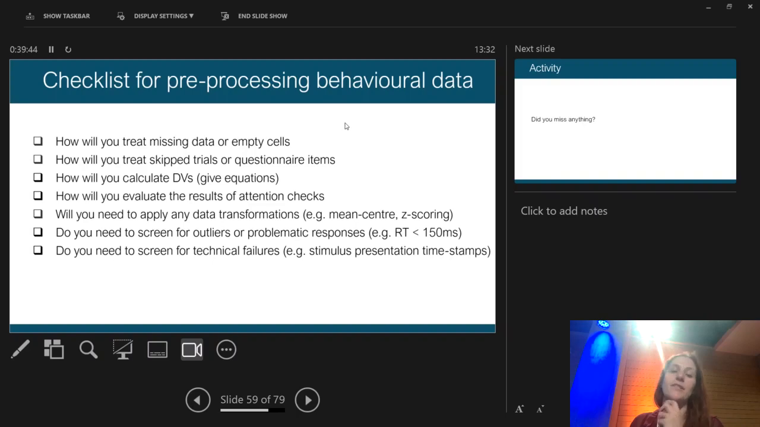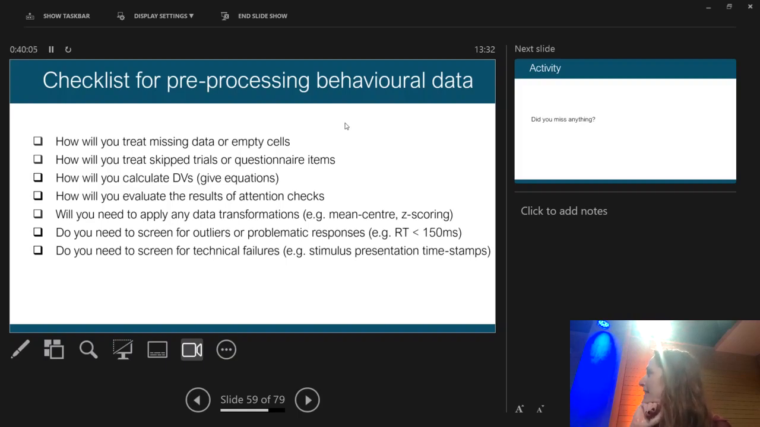How will you evaluate the results of attention checks? In some cases, particularly online studies, you might present some trivially easy question. And if people can't answer it, then you exclude them. Maybe you do this 3 times. How many times do they have to fail to get kicked out of your data set?